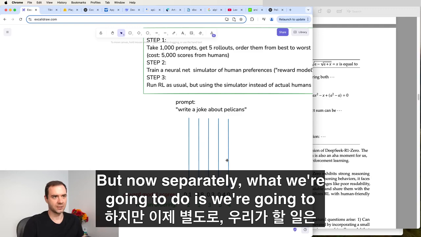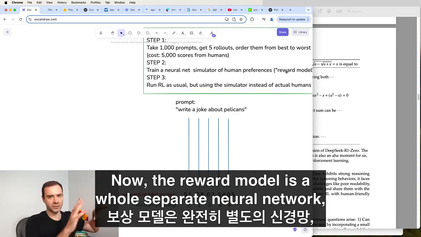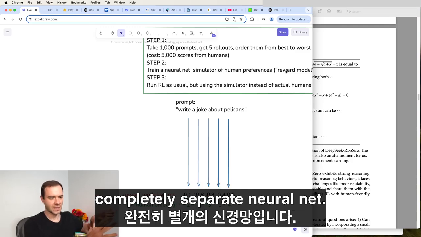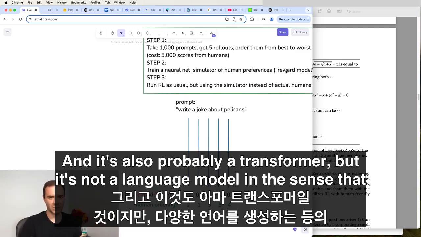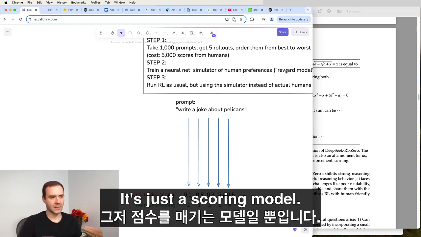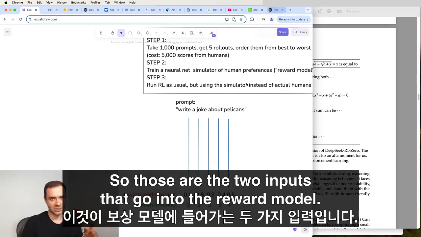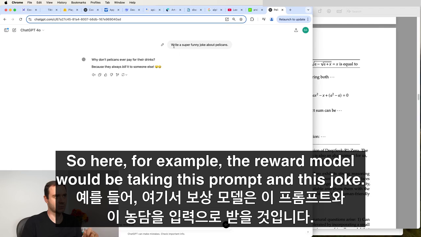But separately, we're going to ask a reward model about its scoring of these jokes. The reward model is a whole separate neural network, completely separate. It's also probably a transformer, but it's not a language model in the sense that it generates diverse language, etc. It's just a scoring model. The reward model will take as input the prompt, number 1, and number 2, a candidate joke. Those are the 2 inputs that go into the reward model. Here, for example, the reward model would be taking this prompt and this joke.